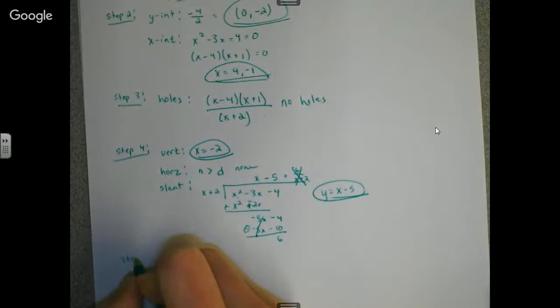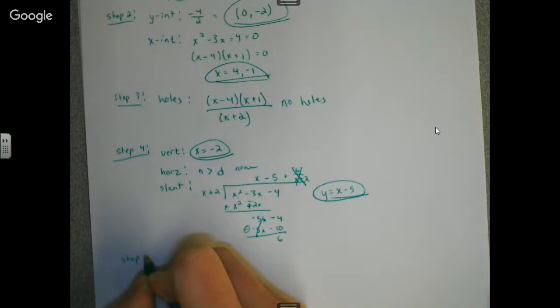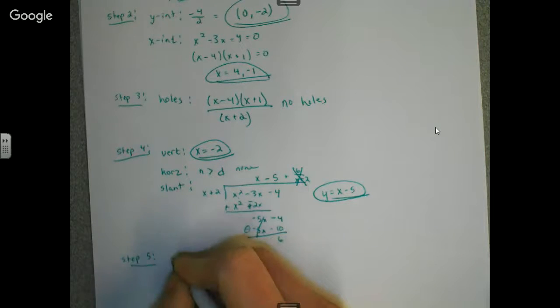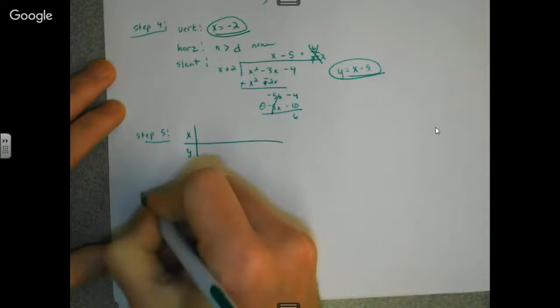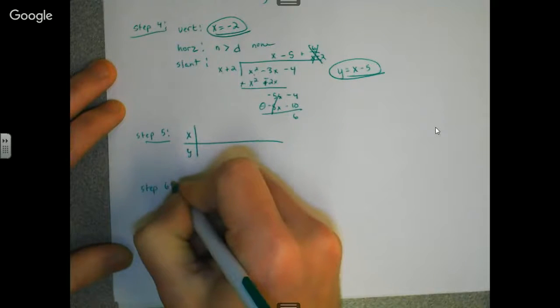Step 5 is additional points. So we'll leave that there. And step 6 is sketch.